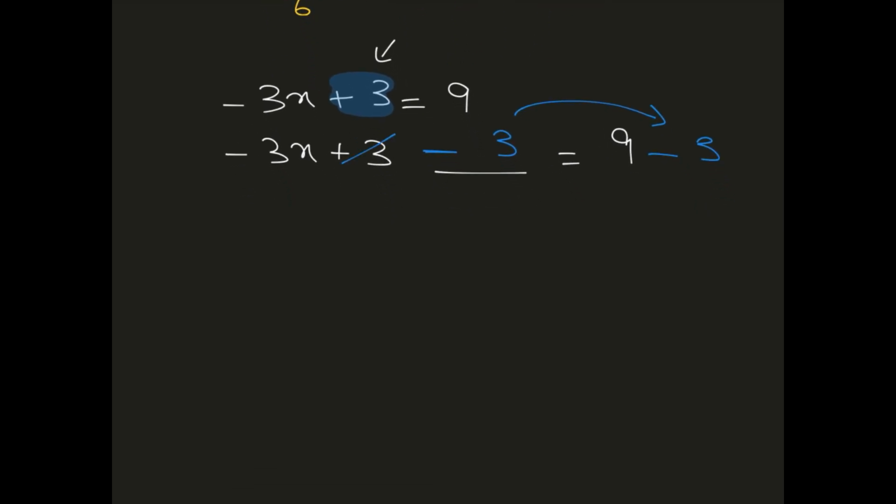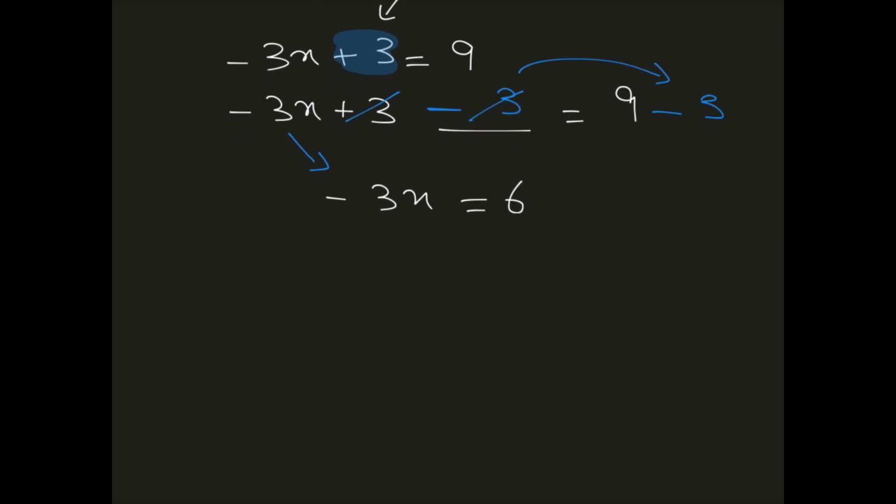So plus 3 minus 3 will get cancelled out, since plus 3 minus 3 is 0. So then we'll be left with this. So minus 3x is equal to 9 minus 3, which is 6. So we'll be left with minus 3x is equal to 6. Now since minus 3 is being multiplied over here, we can counteract it by dividing by minus 3. So we'll divide by minus 3 over here.